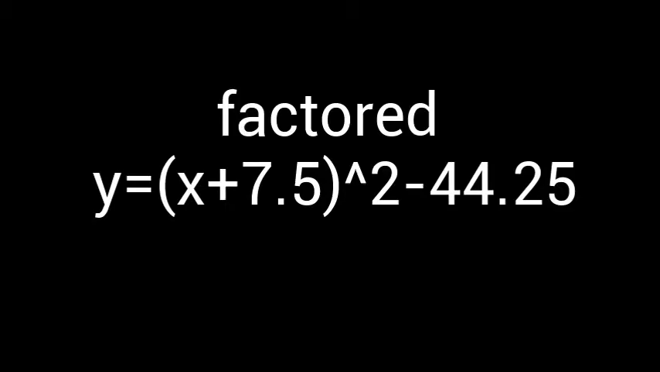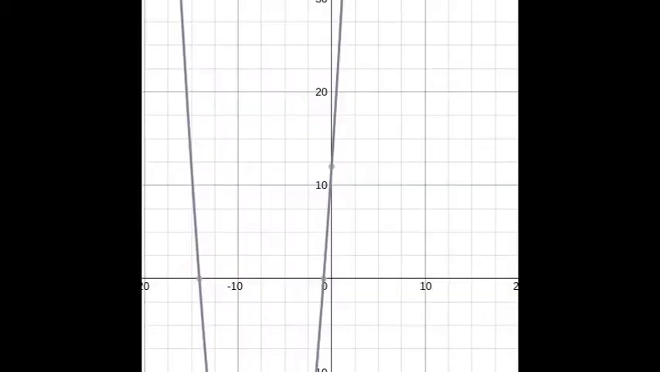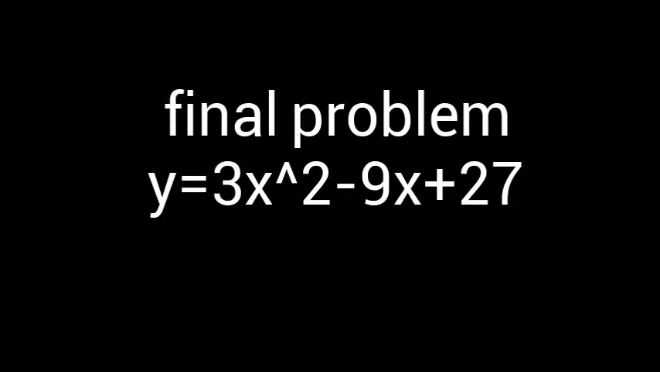Now here's our factored form. y equals x plus 7.5 squared minus 44.25. See, the graph is exactly the same, so there's no change in difference here.